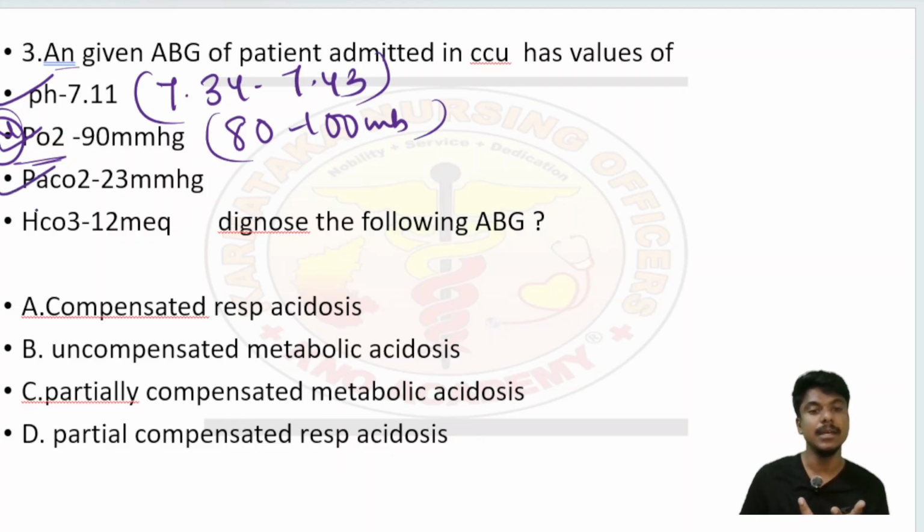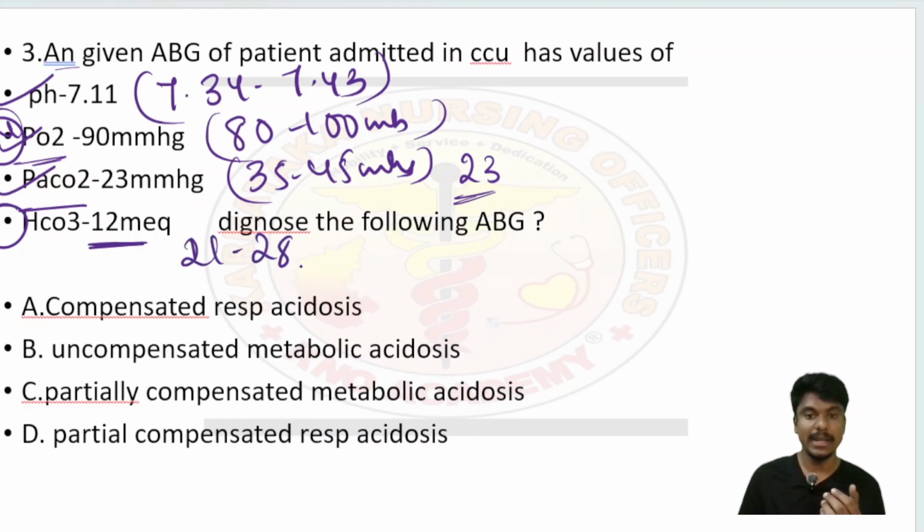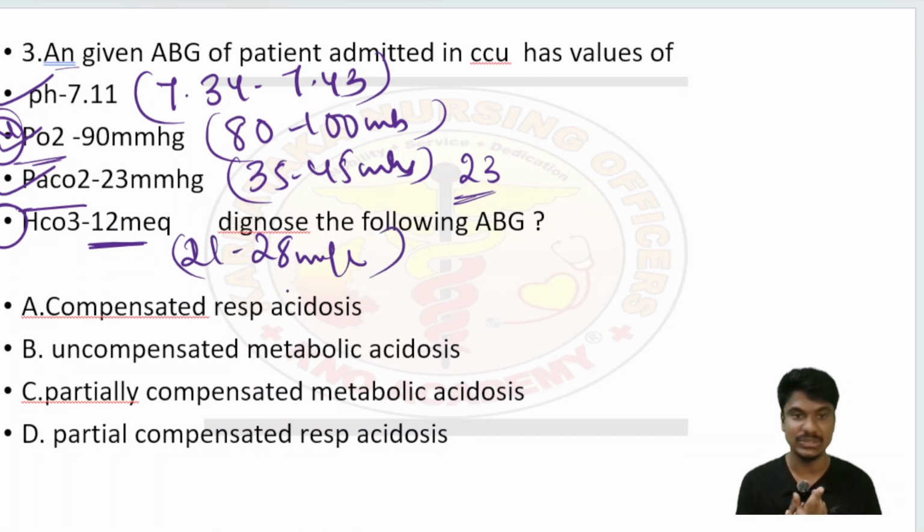Third parameter will be PaO2, PaCO2. PaCO2 will be normally around 35 to 45 mmHg. Here, what value is given? The given value is 23. Okay, 23 is abnormal. And one more thing, they've given bicarbonate levels of 12. What will be your normal bicarbonate level? That will be around 21 to 28 milliequivalents per liter. That is what your normal bicarbonate values are.